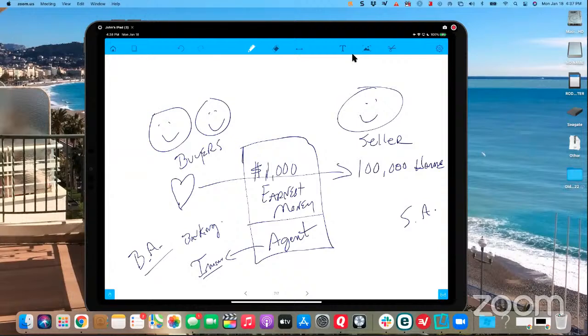So getting back to this question, the buyers gave $1,000 earnest money to their agent.